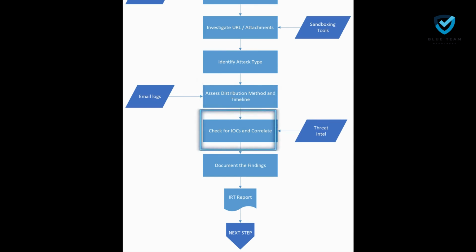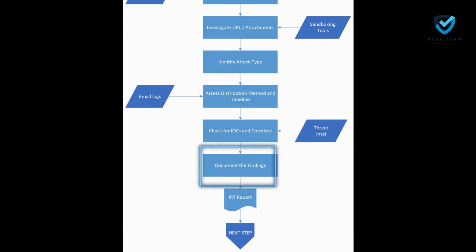Step 6, check for indicators of compromise. Search for IOCs, such as unauthorized access or data exfiltration, in the affected systems. Review logs and alerts generated by security tools like SIEM to identify any suspicious activity related to the phishing email. Step 7, correlate the findings with threat intelligence. Compare the information gathered during the investigation with available threat intelligence to identify any known threat actors or campaigns. This can help in understanding the attacker's motives, techniques, and potential next steps.